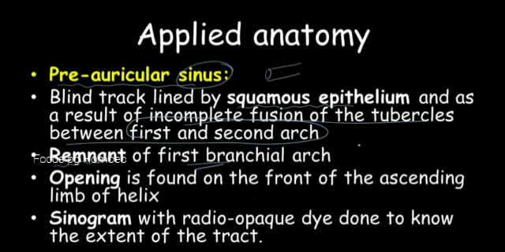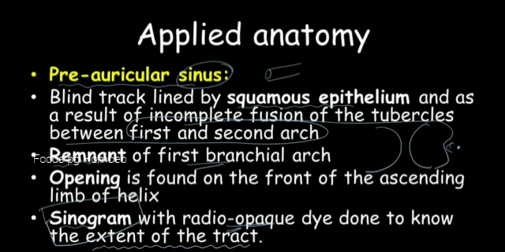If we are seeing the ear, here it will be the helix, and here will be a dot, which is a pre-auricular sinus. A sinogram with radio-opaque dye can be used as an investigation, where a radio-opaque dye is injected so that with its help we can identify the extent of the tract. Try to remember, it is because of the incomplete fusion of the tubercles of the first and second branchial arch.